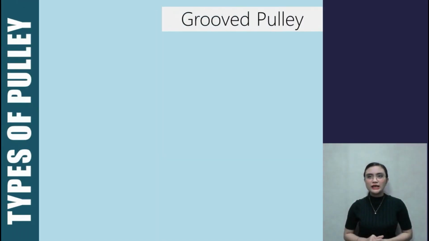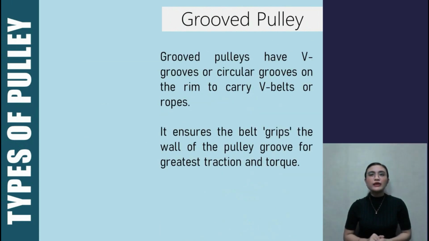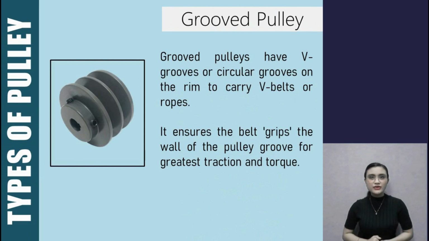The seventh type of pulley is the groove pulley. Groove pulleys have a V-groove, or it could also be a circular groove on its rim, and it carries a V-belt or rope. This type of pulley is specifically designed for V-belts. So it ensures the belt grips on the wall of the pulley for greatest traction and torque.